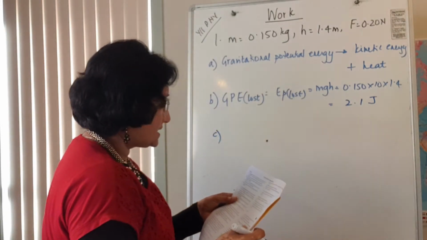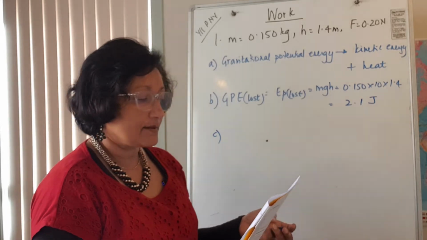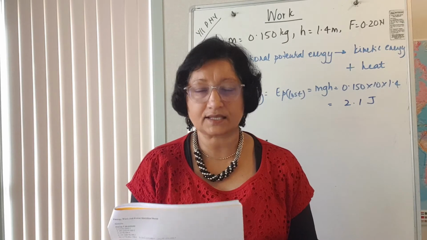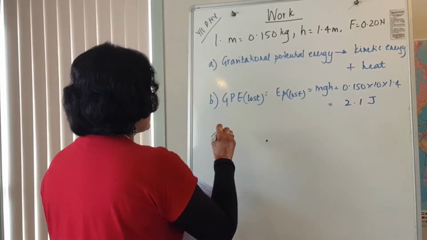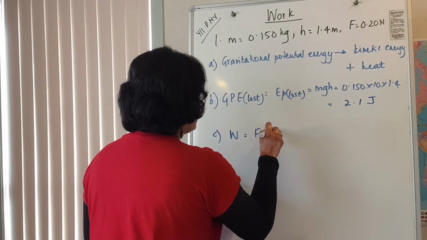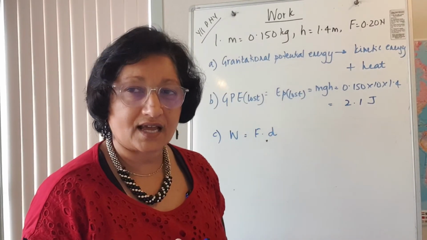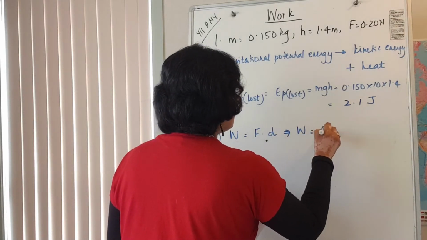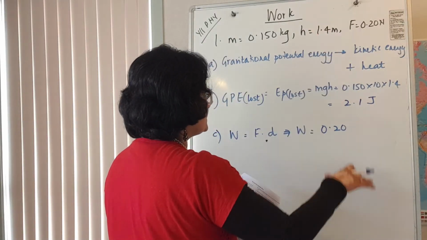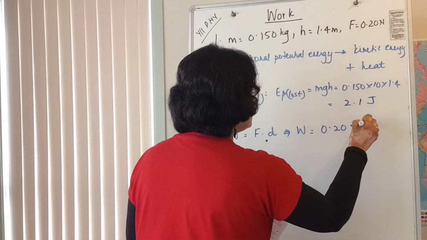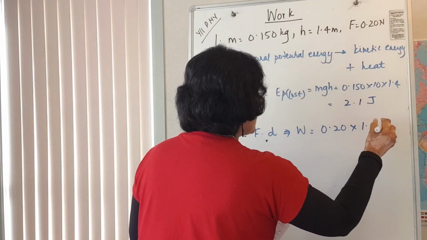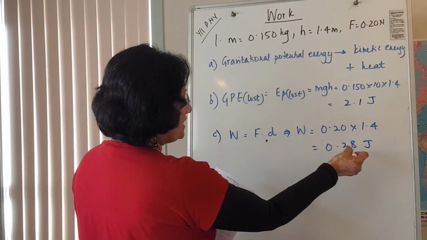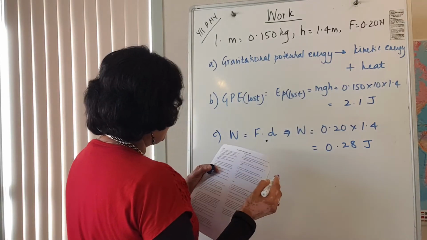And then the next part: use work equals force times distance to calculate the work done by friction to produce heat as the apple falls. So work is force times distance, and this dot also means times, just another way of writing it. My force is 0.20, and the distance this time is the height, so it's 1.4 meters. So I'm going to get 0.28 joules. So some of the energy has been lost as heat because of friction.